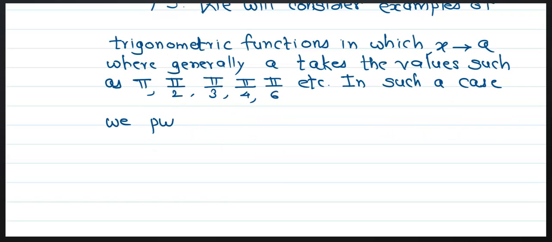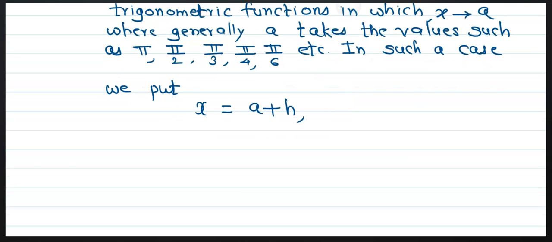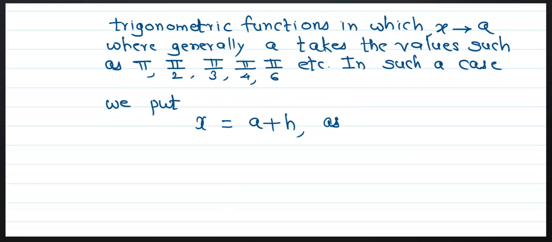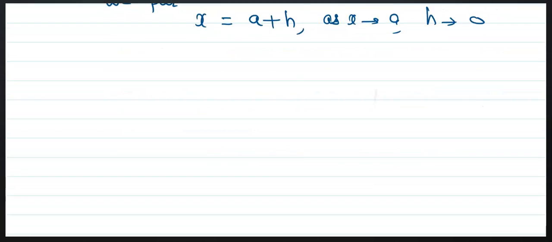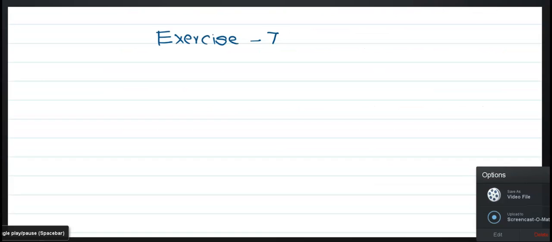In such a case, we put x is equal to a plus h, as x tends to a, h tends to 0. For this, now we'll start Exercise 7.5.